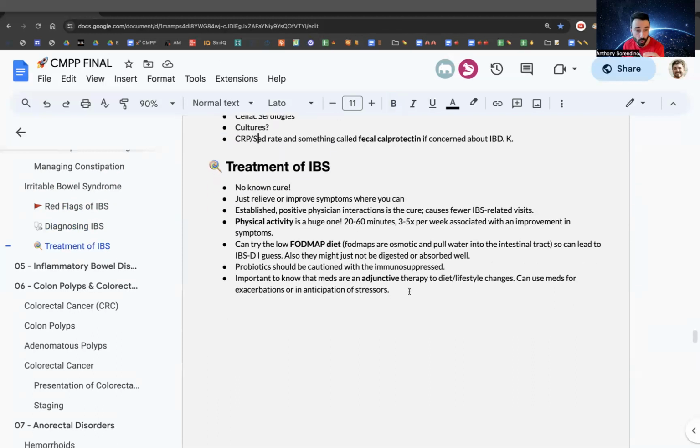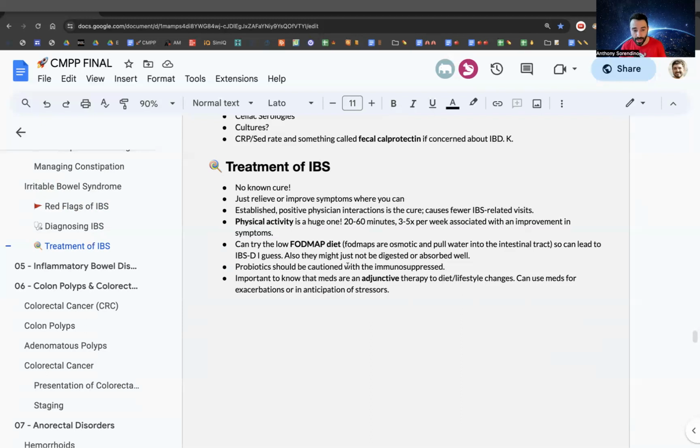There is no known cure for IBS, so when you have it, you just have it. Physical activity is a huge one. Just get up and moving 20 to 60 minutes, 3 to 5 times per week, and you're going to see a big improvement in symptoms. Then you can try the low FODMAP diet. FODMAPs are osmotic and pull water into the intestinal tract, so it's going to give you diarrhea, I would assume. So if you try the low FODMAP diet, things might get better there.